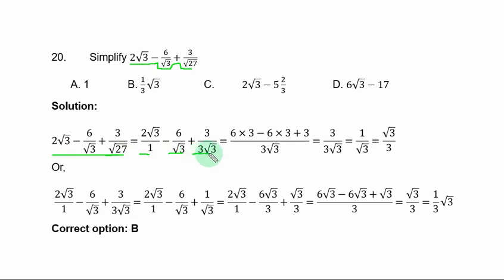Now you have subtraction and addition. You find the LCM, that is 3 root 3. If you divide 3 root 3 by 1, you have 3 root 3 multiplied by 2 root 3. 2 times 3 is 6. Root 3 times root 3 is root 9, and that is 3. So you have 6 times 3 minus, if you divide 3 root 3 by root 3, you have 3 times 6 in this form. If you divide 3 root 3 by 3 root 3, you have 1. 1 times 3 is 3.